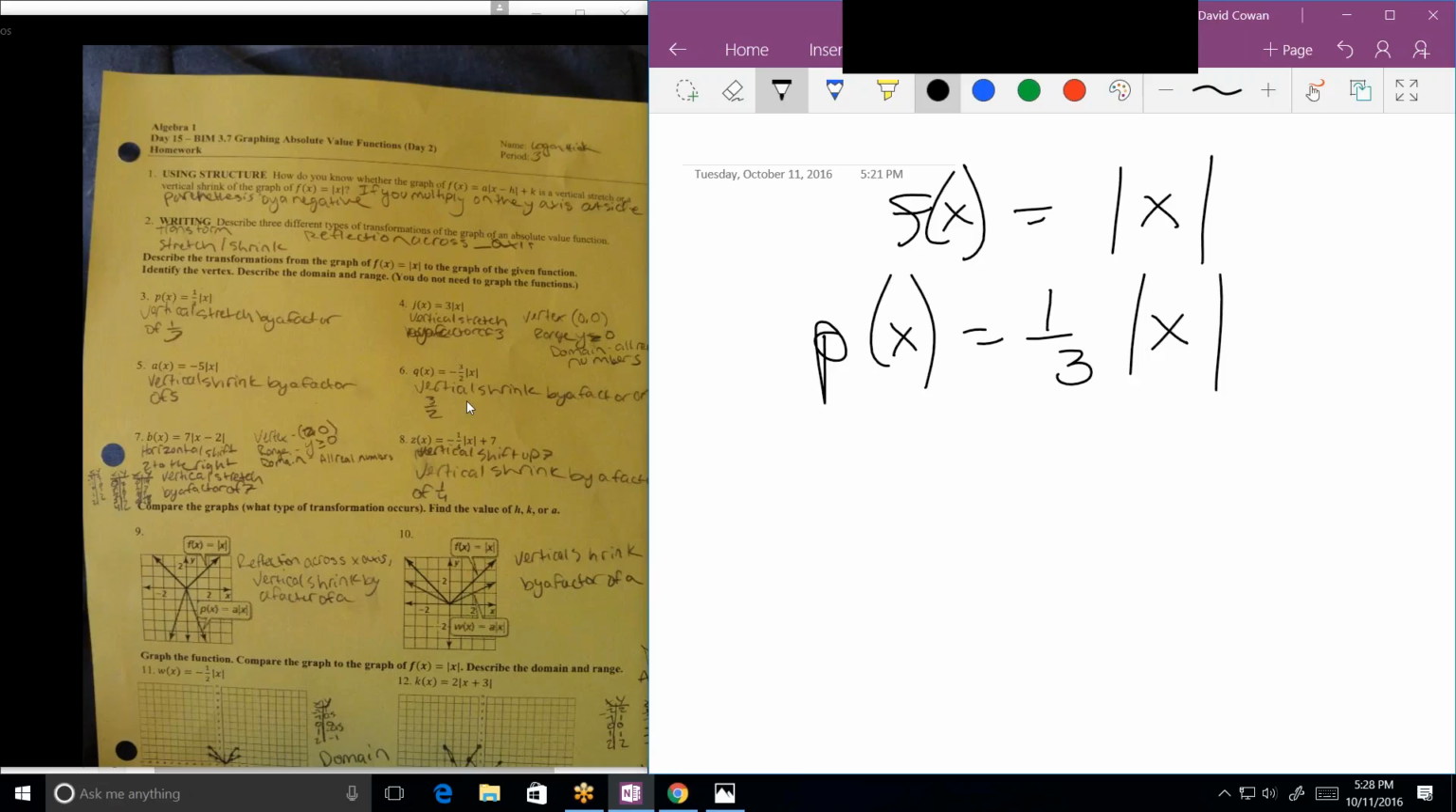So if number 6 said minus absolute value of 3/2 x, where the 3/2 is inside the function, that's a horizontal shrink. But if the 3/2 is outside the function, it's a vertical stretch. I don't know of a good way to get you to memorize that, but you've got to memorize that in order to be able to distinguish. You can't just know they're opposite. You've got to know that when vertical stretches, a is greater than 1.